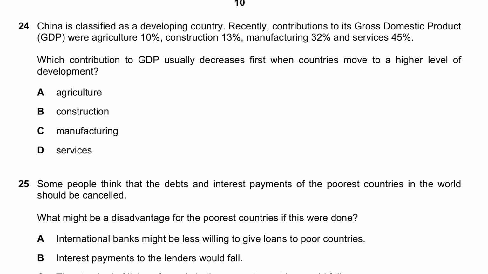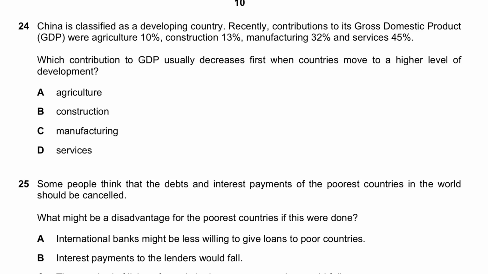Question 24 says China is classified as a developing country. Recently, contributions to its GDP were agriculture 10%, construction 13%, manufacturing 32%, and services 45%. Which contribution to GDP usually decreases first when countries move to a higher level of development?